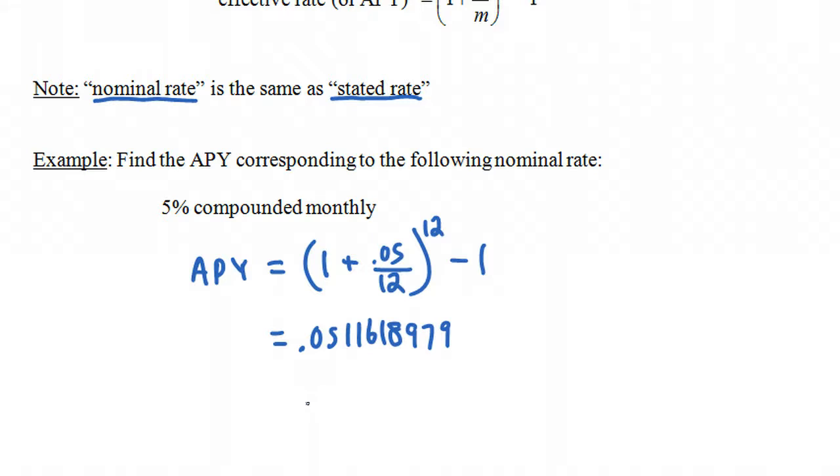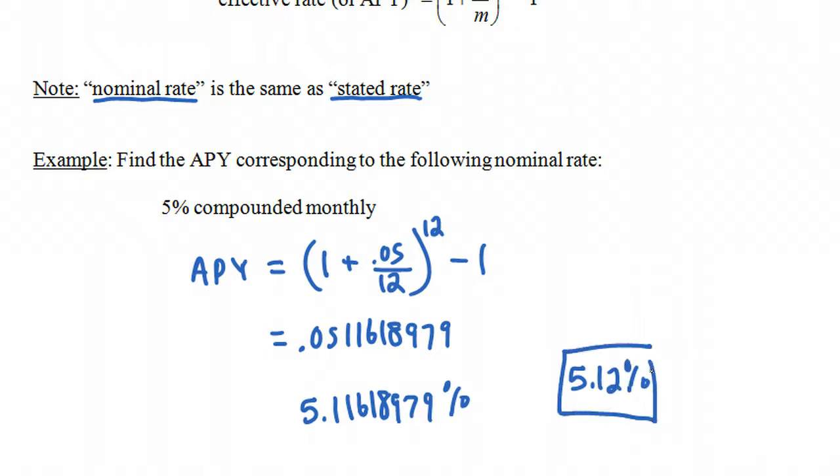Okay, so what does that mean? Well, basically, as a percent, this would be 5.1618979%. That's the effective rate corresponding to the stated rate, or the nominal rate, of 5%. Now, a lot of times they'll say round your answer to maybe 2 decimal places, or to the hundredths place. So this would be 5.12. We put our answer as 5.12 if we were rounding to 2 decimal places. We have to round up, because 6 is bigger than 5.